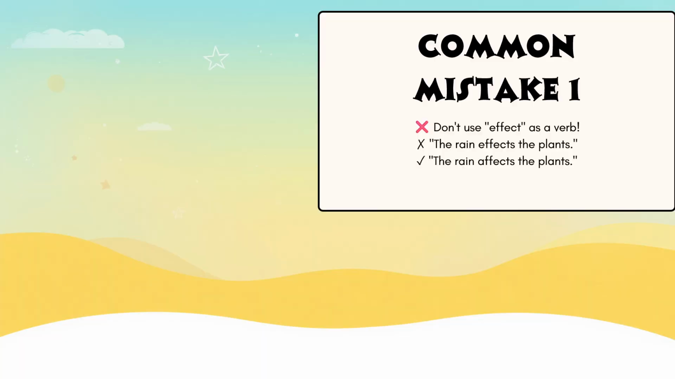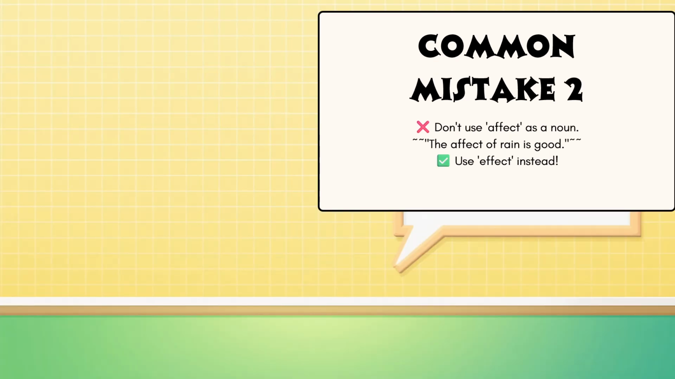Let's look at a common mistake. Many people use effect as a verb. This is wrong. Remember, effect is a noun, not a verb. Another common mistake is using affect as a noun. This is also wrong. Affect is always a verb.